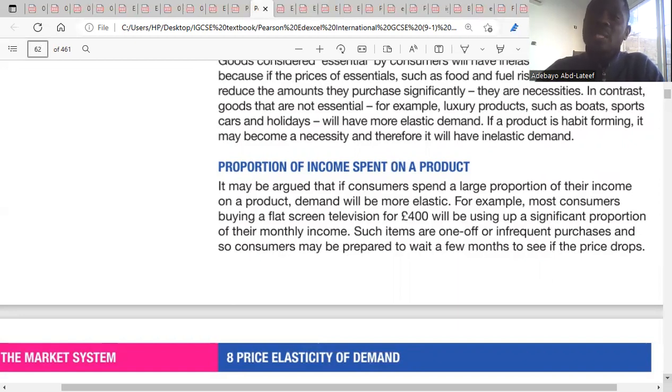But if consumers spend a large proportion of their income on a product, there's a tendency for them to stop buying it if the price increases, because they're going to spend almost all their income. As a result, the demand for such products is price elastic. Do you get it? So the percentage of your income that you spend will determine if the product you buy is price elastic or inelastic. Is it clear, please?